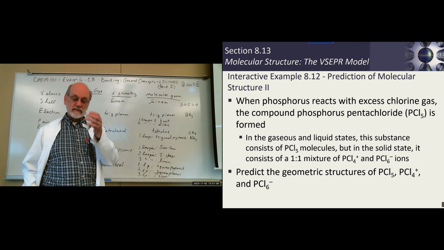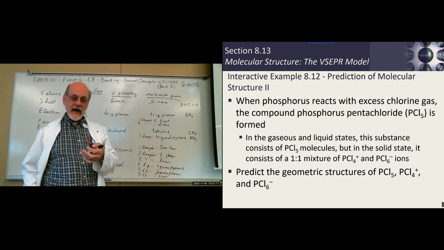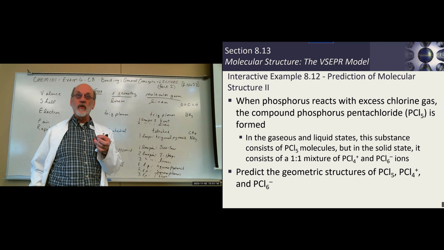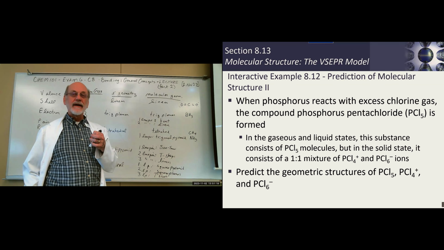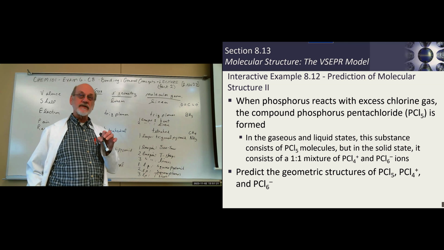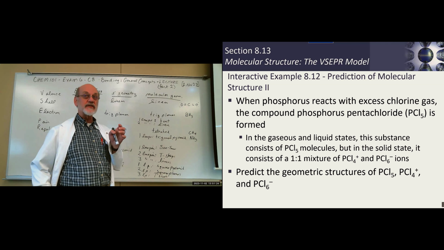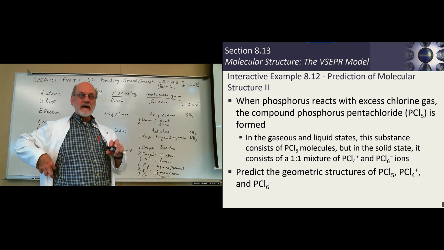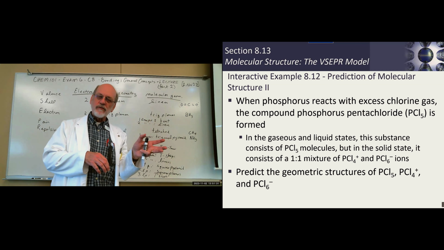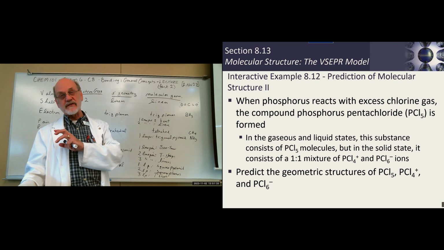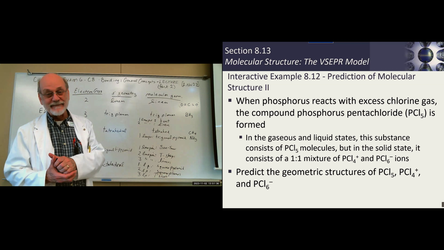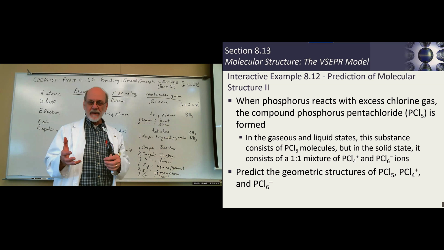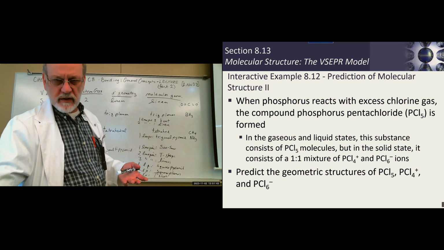In this example, when phosphorus reacts with chlorine gas, the compound phosphorus pentachloride is formed. In the gaseous and liquid states, this substance consists of PCl5 molecules, but in the solid state, it splits, and you have some PCl4 plus and some PCl6 minus. Okay. What are the geometries of each one of these structures? Well, you have to draw the Lewis dot structure.